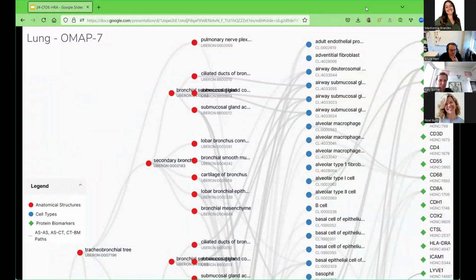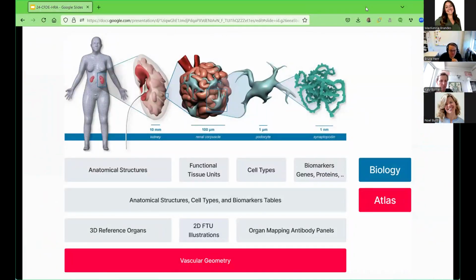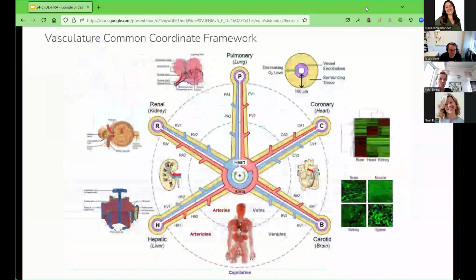On the next slide, you see vascular geometry, very near and dear to our heart, because we believe we could possibly construct a latitude-longitude system using the vasculature and creating a common coordinate framework this way. And so you see that the aorta coming out of the heart then goes into different cycles throughout the human body, feeding different organs, sometimes going through multiple organs before it comes back to the heart.